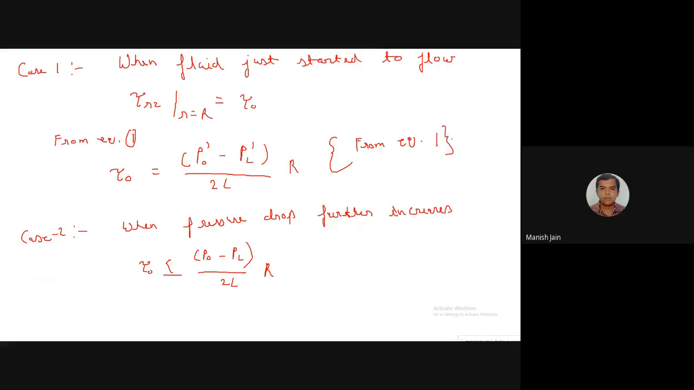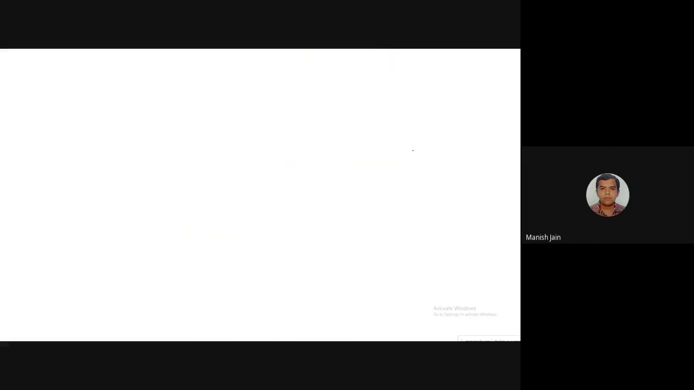Now suppose, this pressure P naught dash minus PL dash is called the critical pressure. Critical pressure is the pressure where the fluid starts to flow. So we will also write here: pressure P naught dash minus PL dash is equal to the critical pressure. So when the value of the pressure drop exceeds this value, then only do you have flow. Otherwise, you don't have any flow.